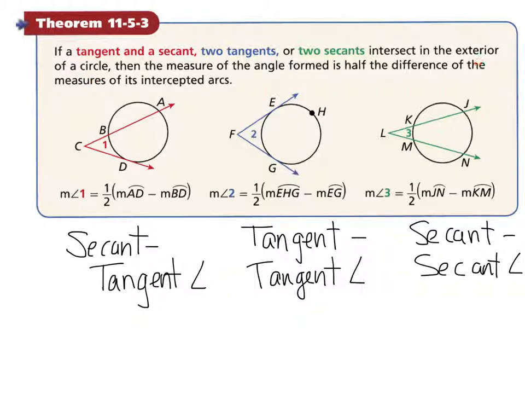When you intersect on the exterior of a circle, then the measure of the angle formed is half the difference of the two arcs. So here you would take arc AD minus arc BD, you take half. Arc EHG minus arc EG, you take half. The measure of arc JN subtracted by the measure of arc KM, and you take half.